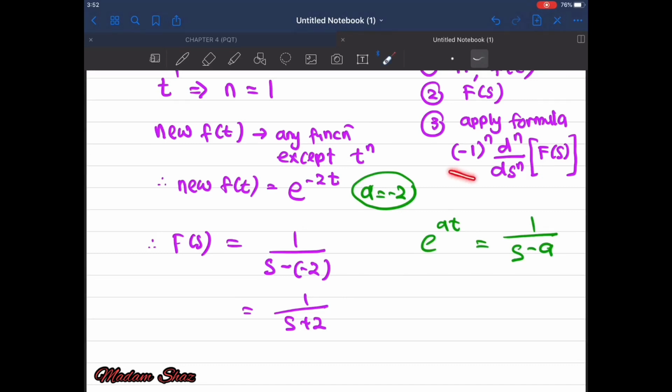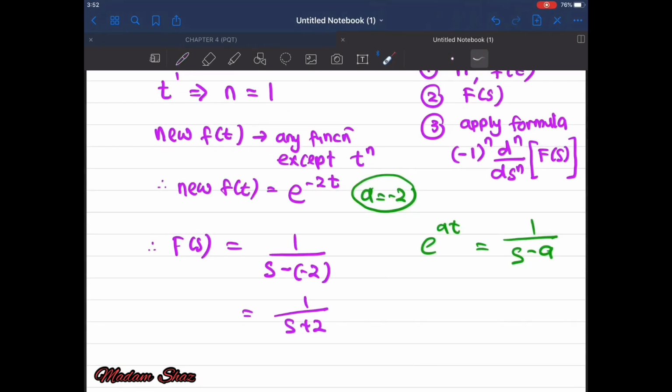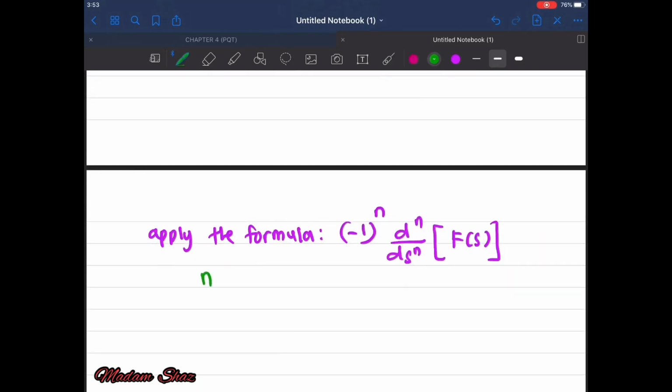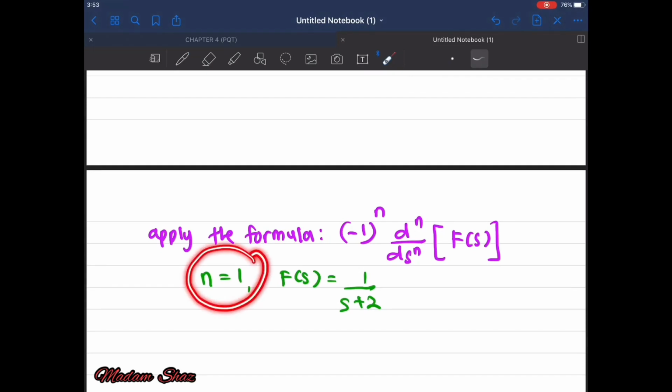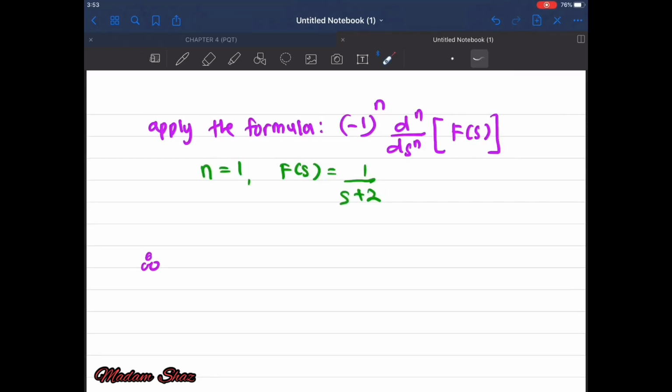So last step, apply the formula of multiplying by t^n: negative 1 to the power of n, times the nth derivative of F(s). You have to substitute into the formula. We already determined that n is equal to 1 and F(s) is equal to 1 over s plus 2. So now you have to substitute the whole thing that you obtained before into the formula of multiplying by t^n. Therefore, negative 1 to the power of n, and we substitute our n here as 1.